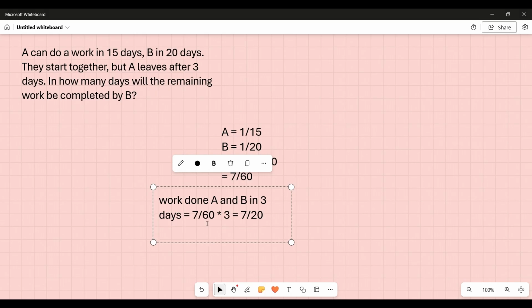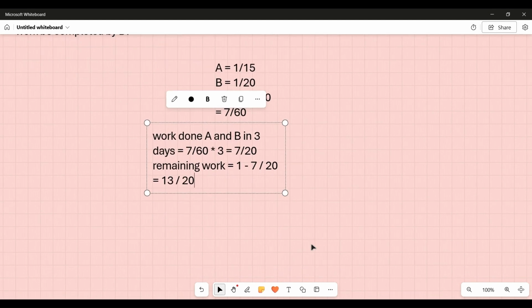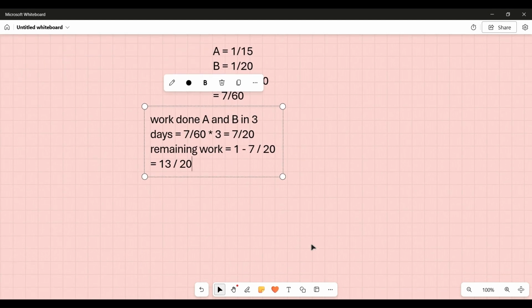Now we will calculate the remaining work. The remaining work will be 1 minus 7 upon 20. It will be equal to 13 upon 20 after calculating it. Now the final step. We need to find in how many days the remaining work is done by B.